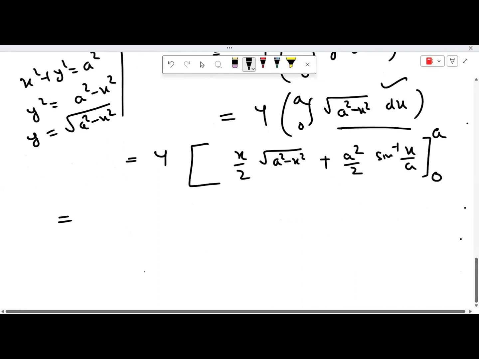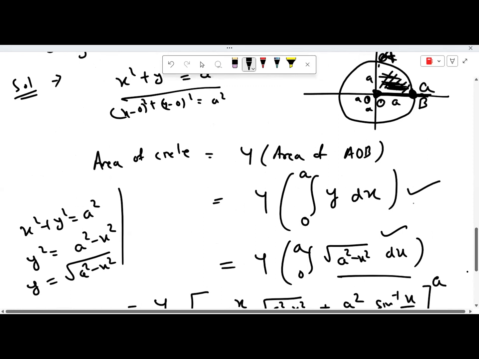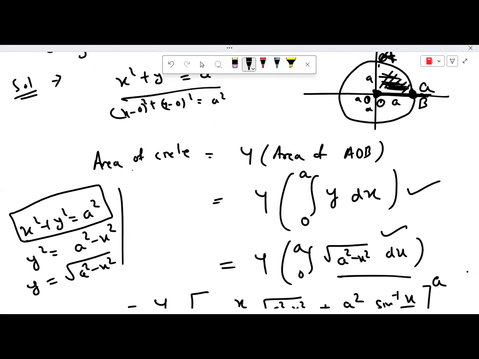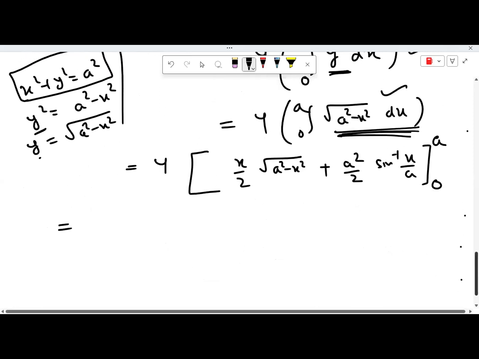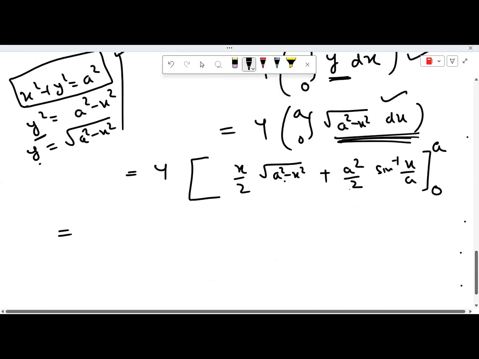Sir, I got disconnected. Can you repeat from the second step? All right. This step is clear, y dx. Now we have this equation x square plus y square equals a square, and we have to find its area. So we'll find the value of y using this equation. y square equals a square minus x square, so y equals root a square minus x square. We replaced the value of y here. Now you should remember its formula: x by 2 root a square minus x square plus a square by 2 sin inverse x by a. It was a big formula.